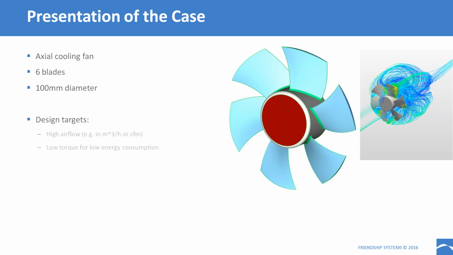Last time we looked at some design targets and properties that were related to the aerodynamics of the system. So we wanted the fan to produce a high airflow to increase the cooling performance, and at the same time we need to take care of the torque that the fan needs to produce this airflow, so that we can reduce the energy consumption or maybe have an even smaller electric motor.